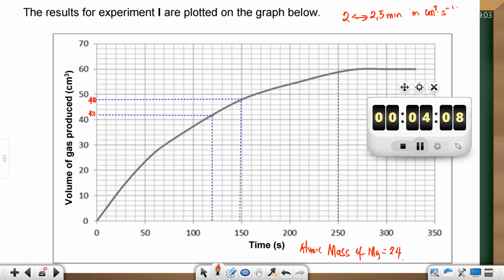22.4 is for gas. But we're not using 22.4 now. They gave us 24 dm cube. The mass of magnesium is in grams per mole. They are different units. Think, start from the equation. I told you what to do.